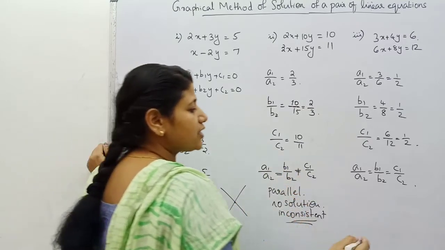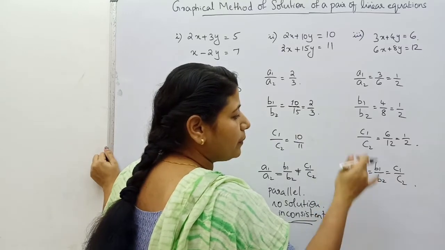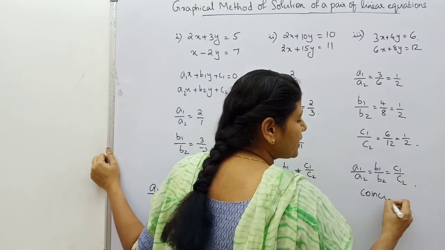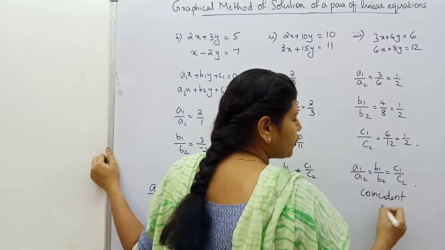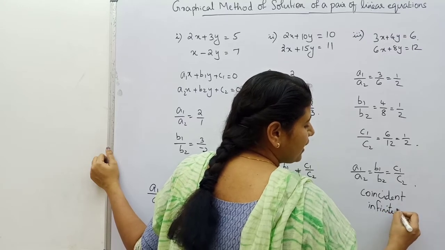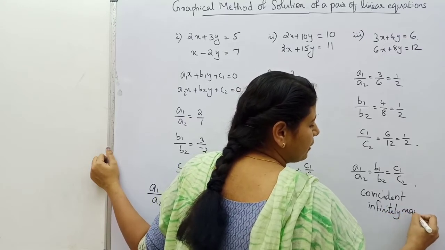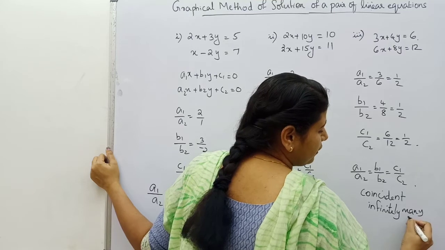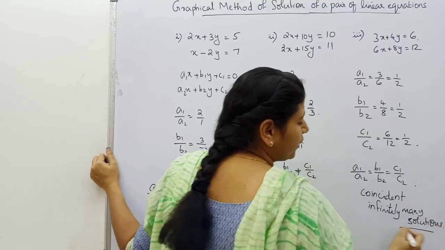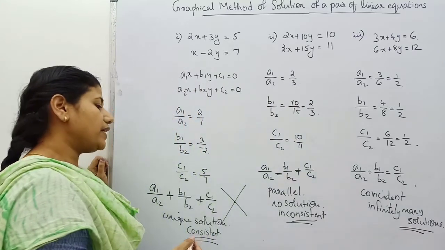And what about the last one? Here a1 by a2, b1 by b2 and c1 by c2 are all equal. So these lines are coincident lines. So you can find so many solutions. That means infinitely many solutions can be found. Okay, got it. So these three results are very important.